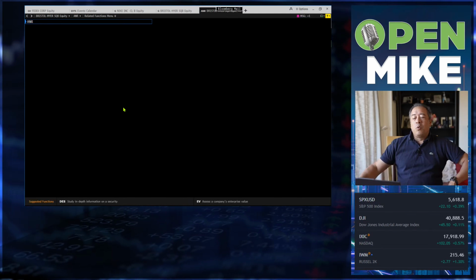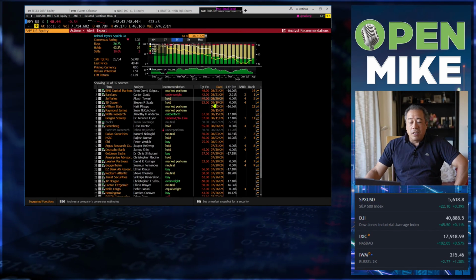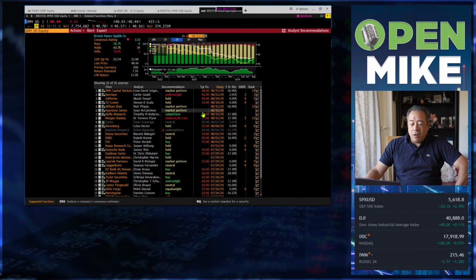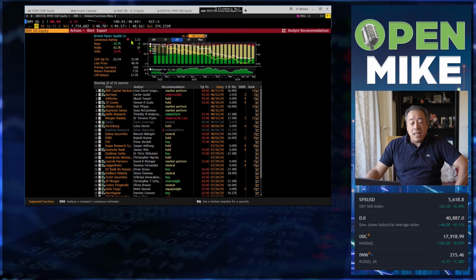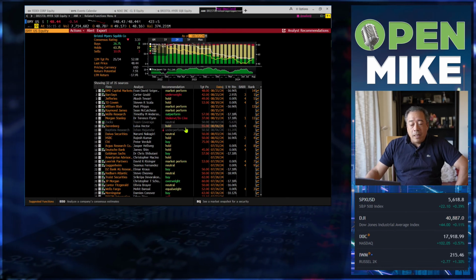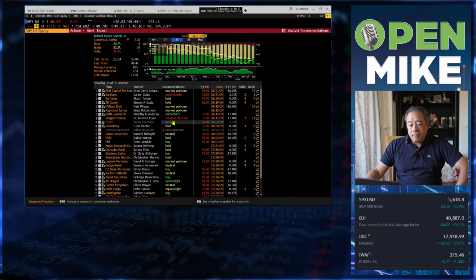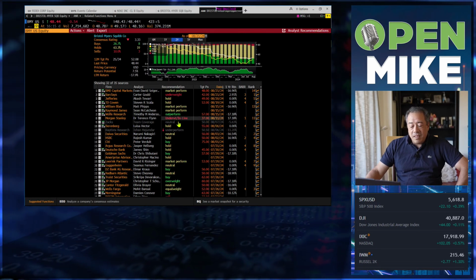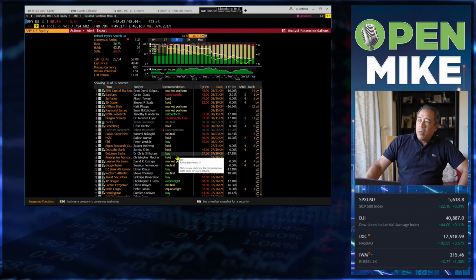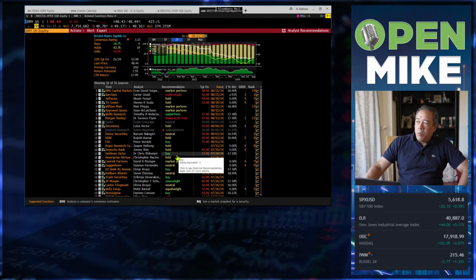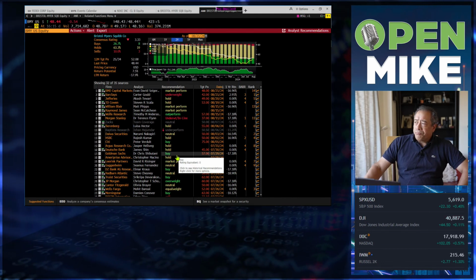Why don't we just quickly scan and take a look at who's covering this thing, and get a sense of where those numbers come from. You can see that they are not overwhelmingly positive. You see a lot of holds in here, couple underweights and inlines.